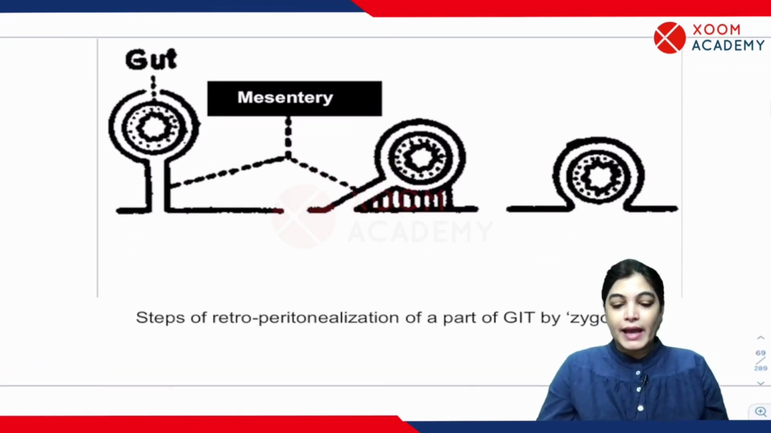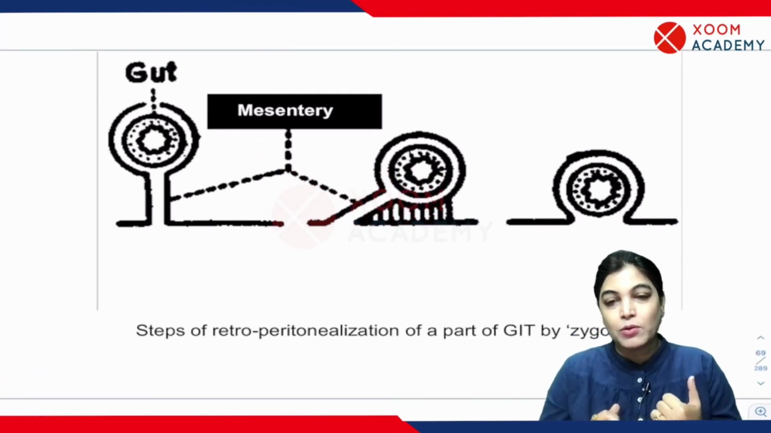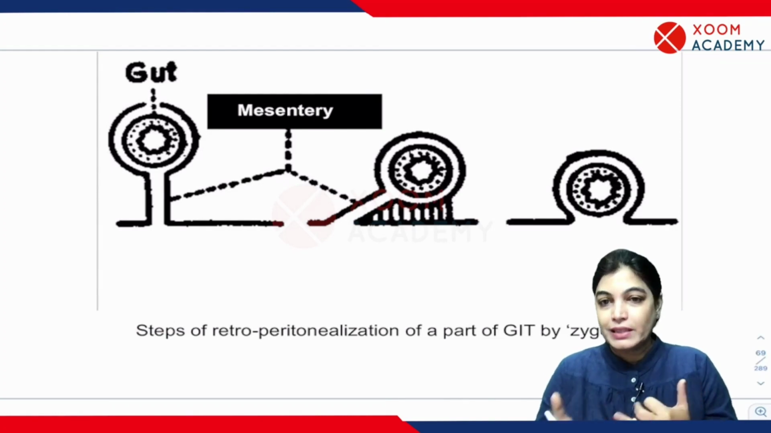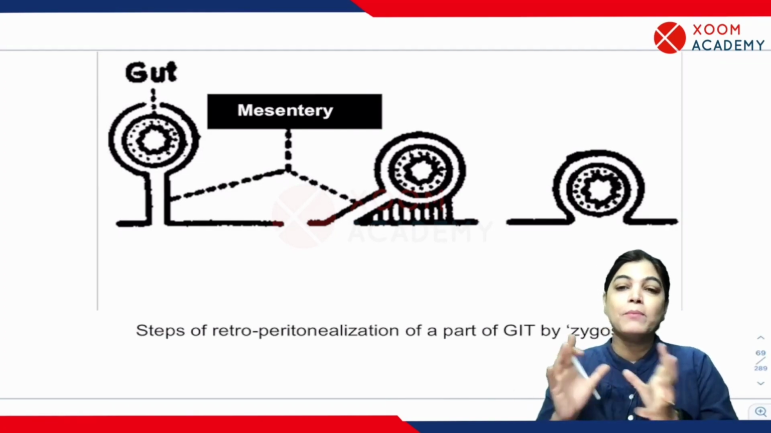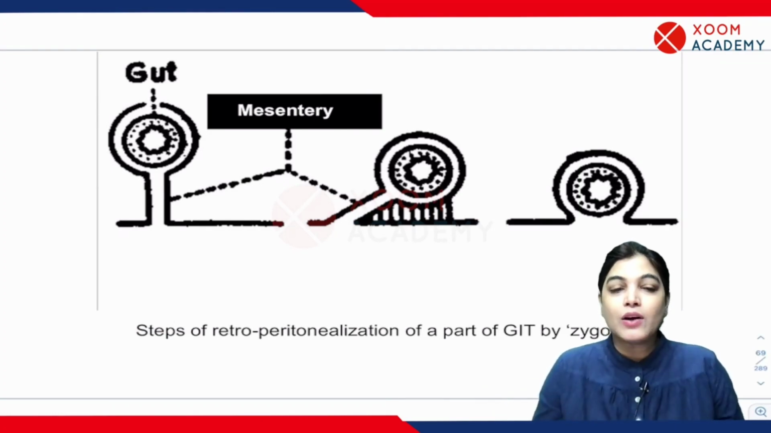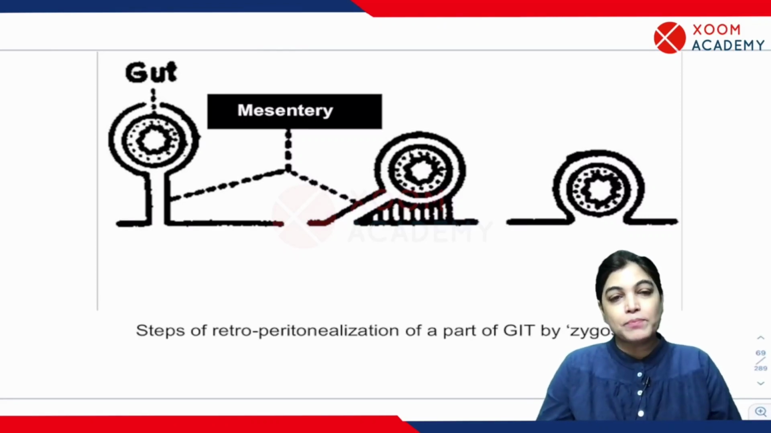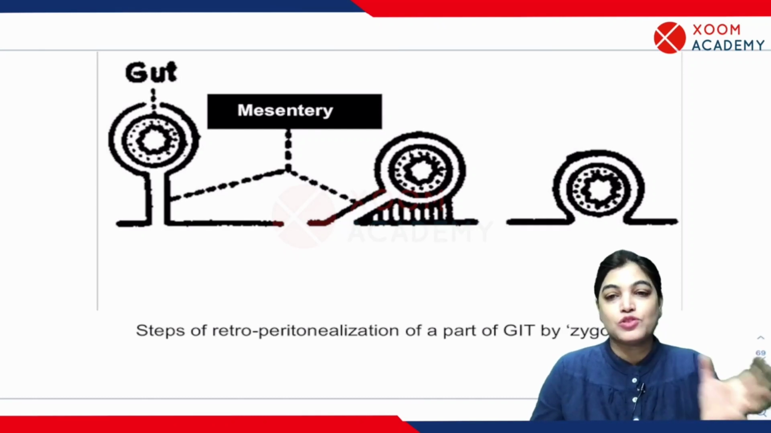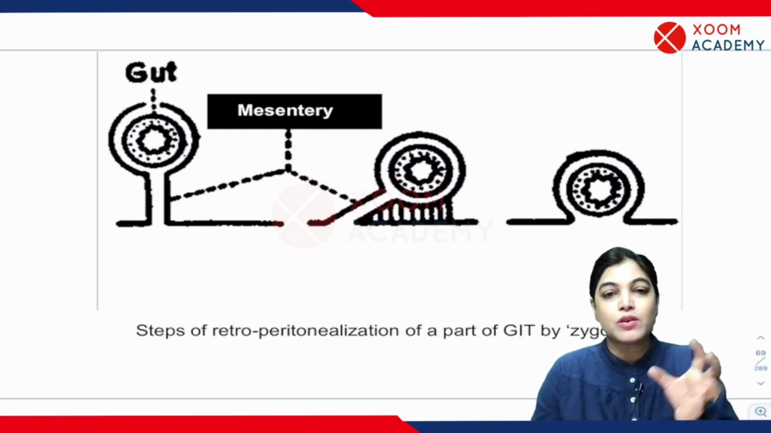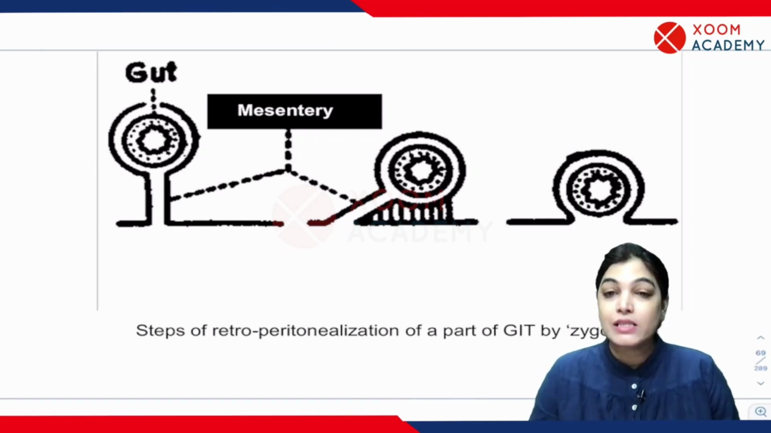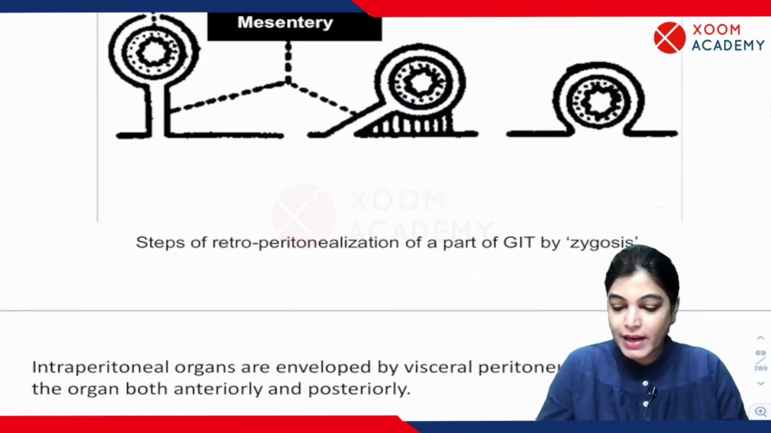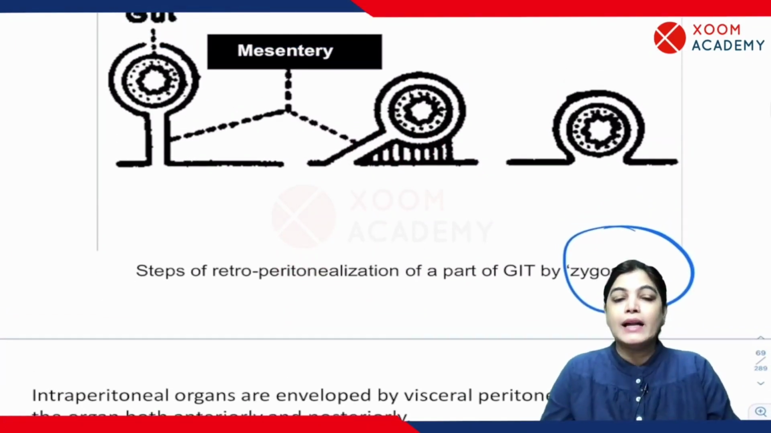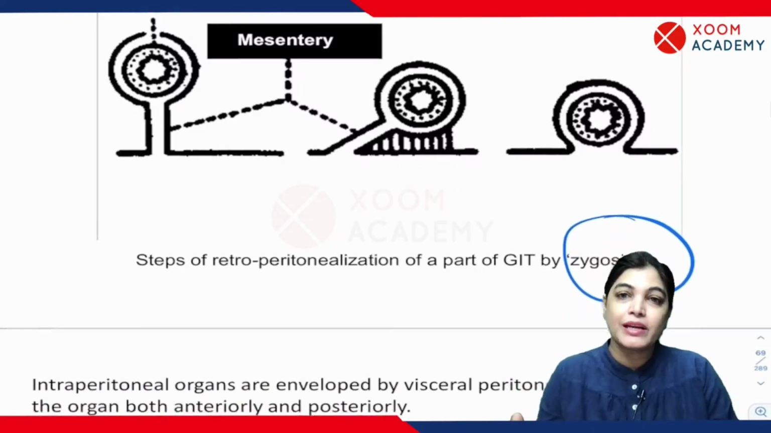Okay, so if I talk about the kidney, suprarenal structures, and ureter, they are primarily retroperitoneal structures. Now what happens in the process of development is that a few of the mesenteries get absorbed, and the process of absorption of the peritoneum part is called zygosis. These structures are secondarily retroperitoneal.